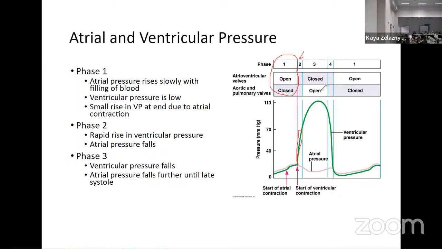That's why it's important that those AV valves are closed because we're preventing that kind of backwash of blood into the atria. During phase 3, our ventricular pressure rises at the first part as our ventricles continue squeezing, but by the end of it, that ventricular pressure is falling because we're actively squeezing out the blood and there's kind of nothing left. And then we start to relax in our fourth phase. That relaxation is isovolumetric again until we cycle back to our first phase.